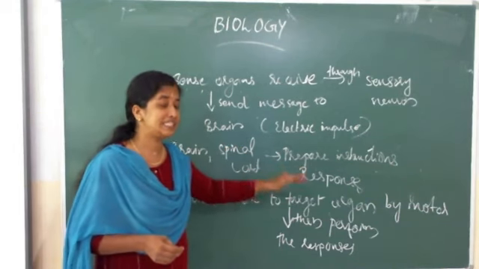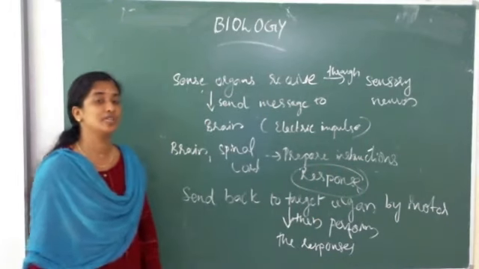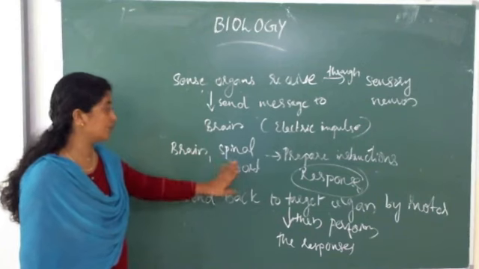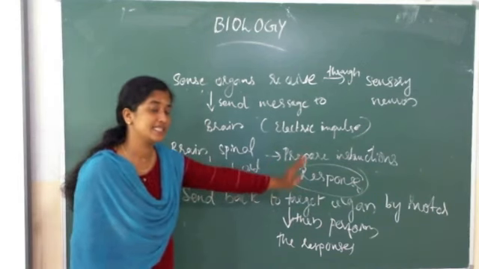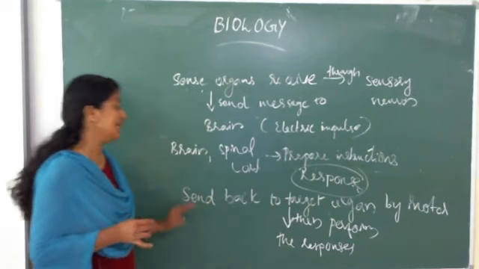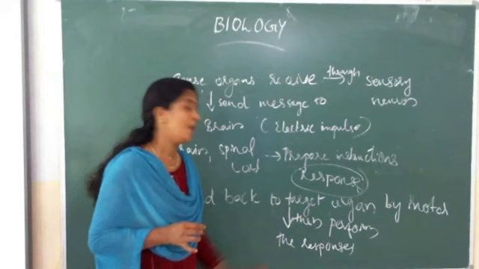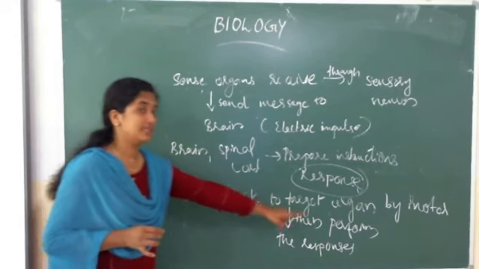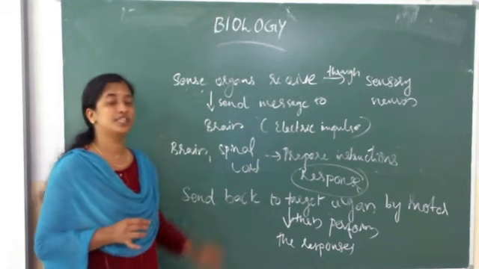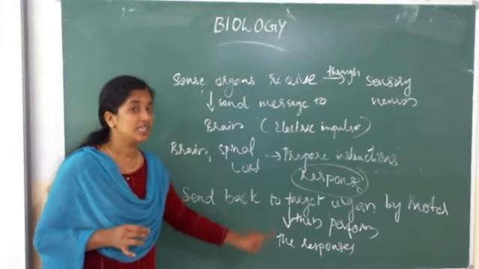That prepared instruction we can call response. The brain and spinal cord prepare instructions, which we call response, and this response is sent back to the target organ by motor neuron. Then this target organ will perform the responses.